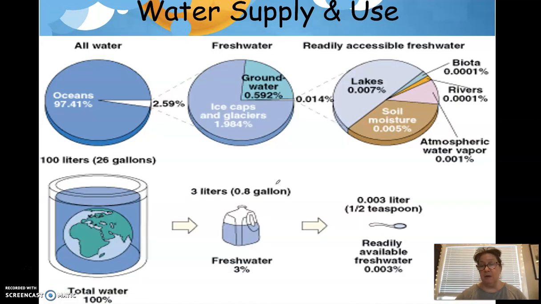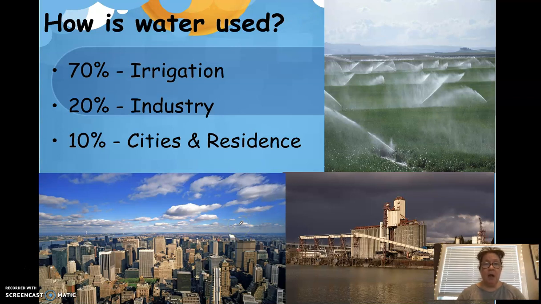This is another great graph that shows the distribution of our water supply from the oceans with higher salinity levels all the way down to our freshwater supplies. This is very interesting. Our water is used in various ways. The number one way that it's being consumed is actually through irrigation.